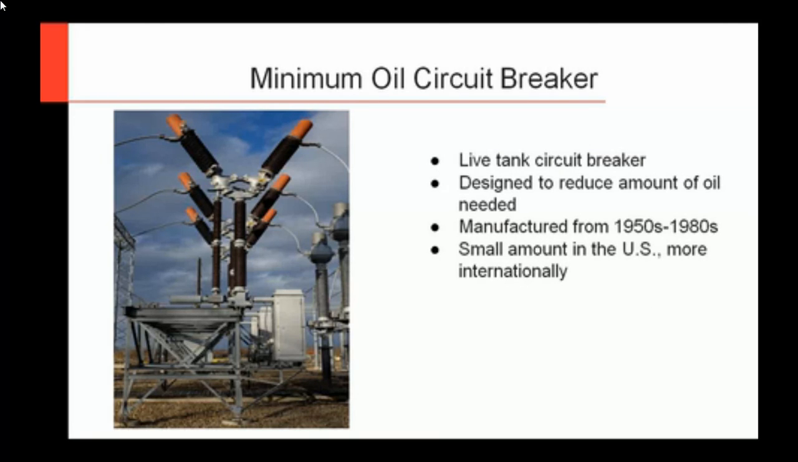So on the live tank side, we have the minimum oil circuit breaker. These were designed to reduce the amount of oil that was needed, so you didn't have this huge bulk oil circuit breaker. Once again, these have been around a while, 1950s to 1980s, but as SF6 came in and took over, these were replaced with SF6 style circuit breakers. Same thing, you can still get parts, still maintain them, but once again, they require maintenance, and so they've opted to start removing these from service and putting in SF6 style.